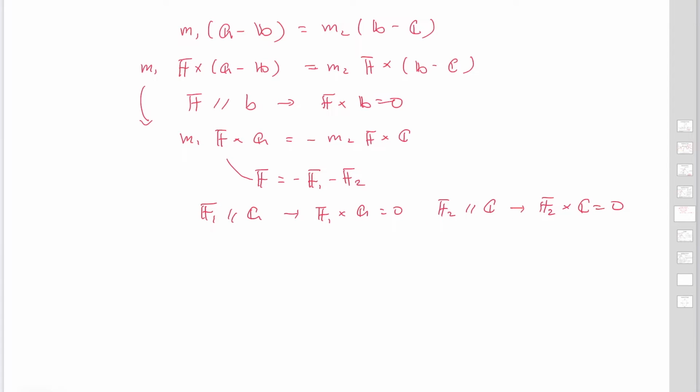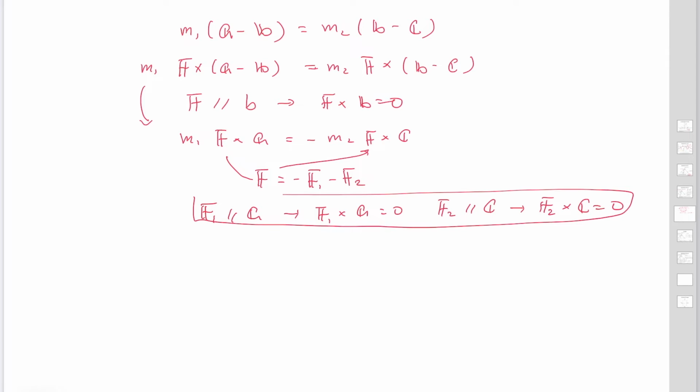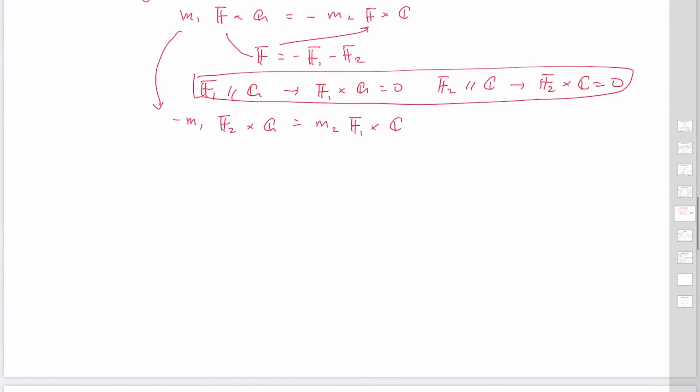Then you can substitute by considering these relations. Then this equation is expressed as minus m sub 1 F sub 2 cross A equals m sub 2 F sub 1 cross C. So you can write these equations.